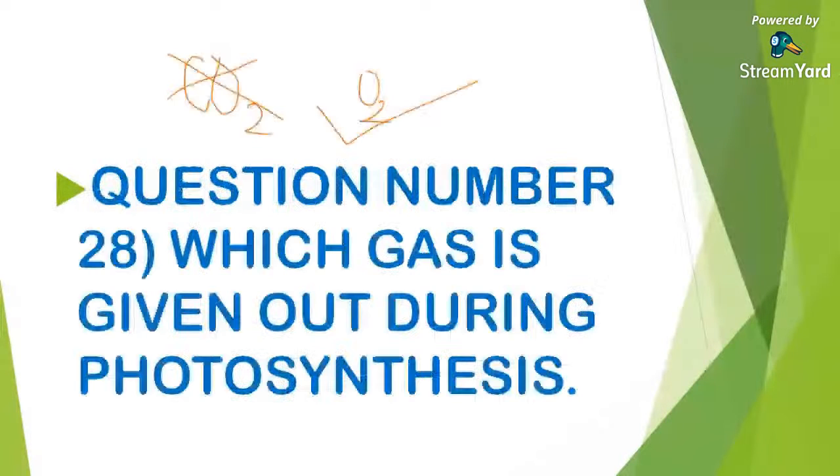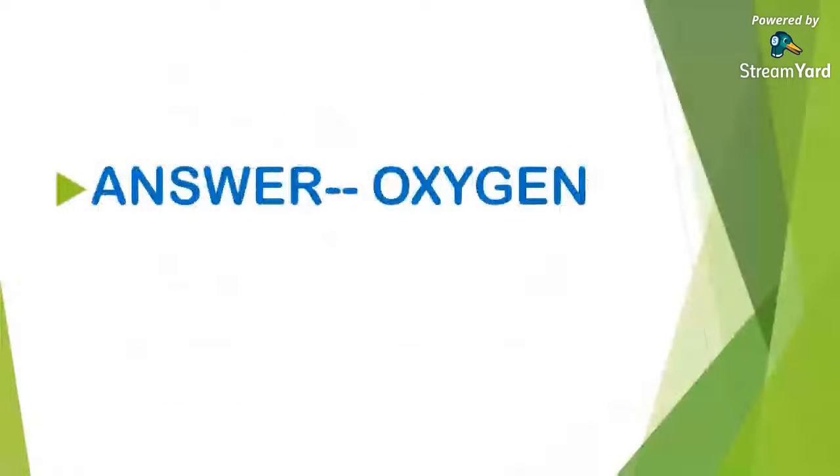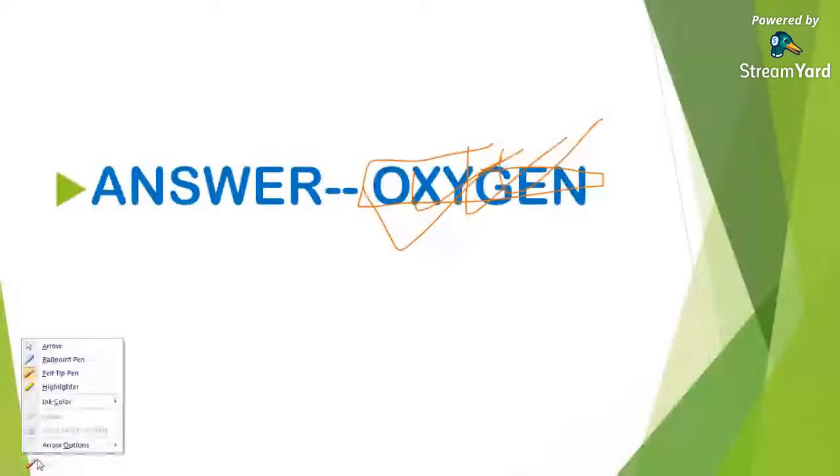So, which gas is given out during photosynthesis? Oxygen gas is given out during photosynthesis. Plants utilize carbon dioxide gas. They don't give it out, they take in carbon dioxide gas. That is very important for the process of photosynthesis, because in the absence of carbon dioxide, photosynthesis does not occur.